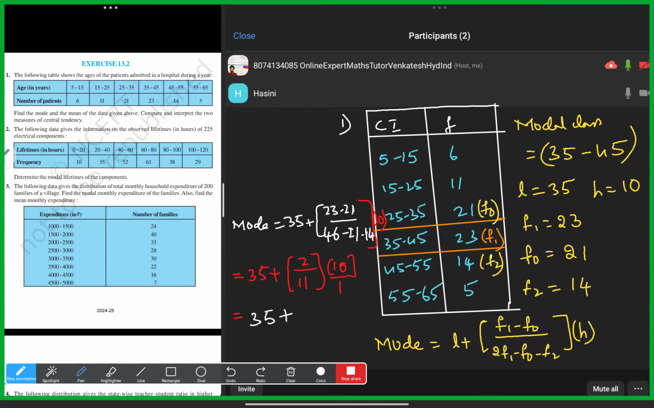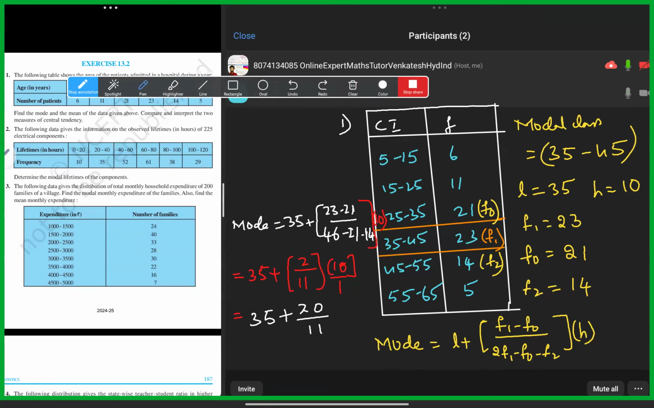Here 35 plus 2 into 10, how much, Hasni? 20. 20 by 11 into 1, 11. Any doubt? Now we should not do the LCM, Hasni, this is 20 by 11. We'll do it directly, because if you do the LCM, later while adding you need to divide by 11 anyway. You need to find this decimal up to 3 or 4 decimals, Hasni, and we'll add it with 35.